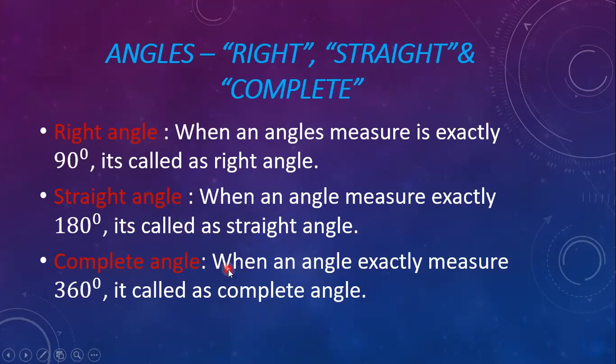Next is complete angle. When an angle exactly measures 360 degrees, it is called a complete angle. So normally, as I said before, in the normal protractor we see only 180 degrees. You also have one more big protractor that is 360 degrees. So where it measures exactly 360 degrees, that is called complete angle. So these are the three angles: right angle, straight angle, and complete angle.